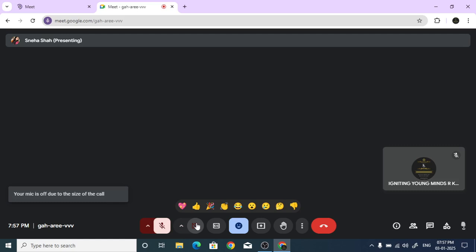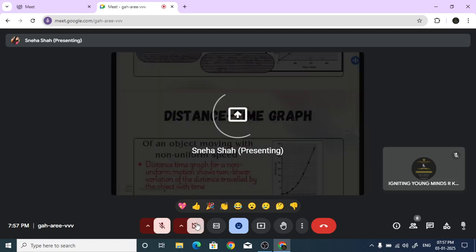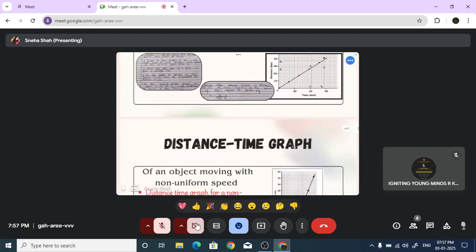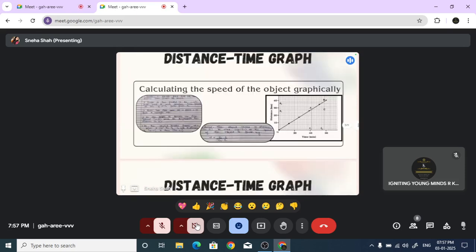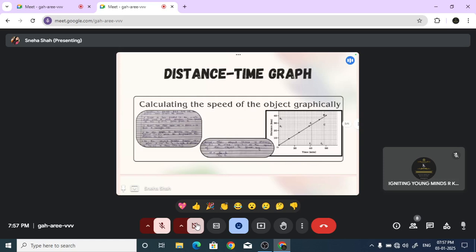No doubts, ma'am. Today we are going to understand this much because in the next session there is a numerical part which will include the equations of motion, the three equations of motion related to distance, velocity, acceleration and time. The three major equations of motion. So we are going to understand this much.